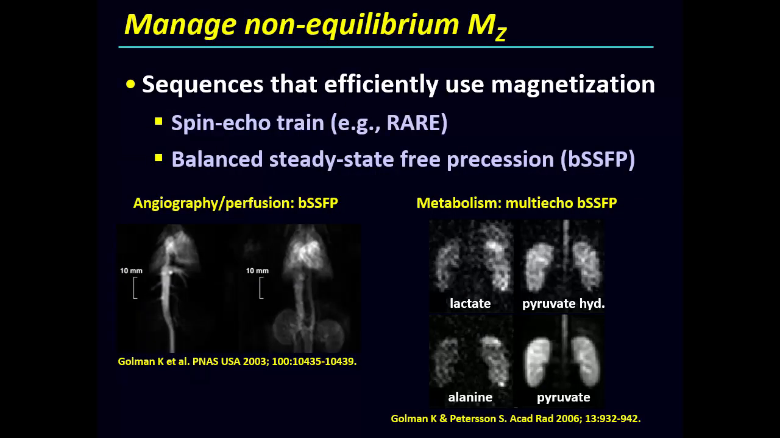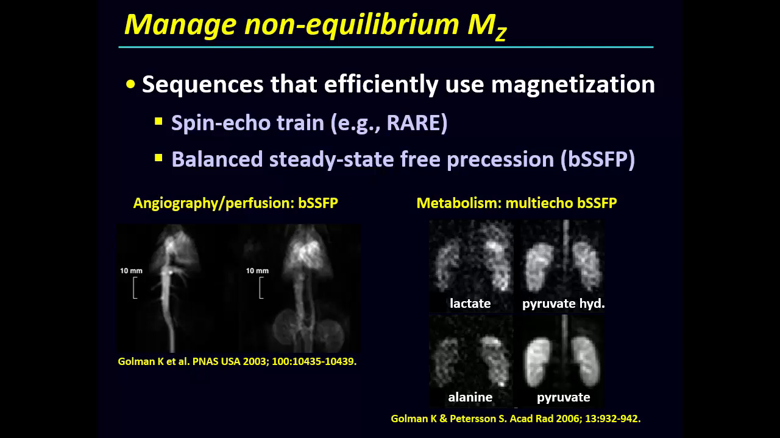Now, a different way to go after this problem, as opposed to tailoring the RF pulse flip angles, is to use pulse sequences that are just very efficient in how they use the magnetization. Some examples of these are spin echo train pulse sequences such as RARE, or the balanced steady-state free precession pulse sequences, which are used a lot in conventional proton clinical imaging. These were used a lot in some of the early studies based on angiography and perfusion.